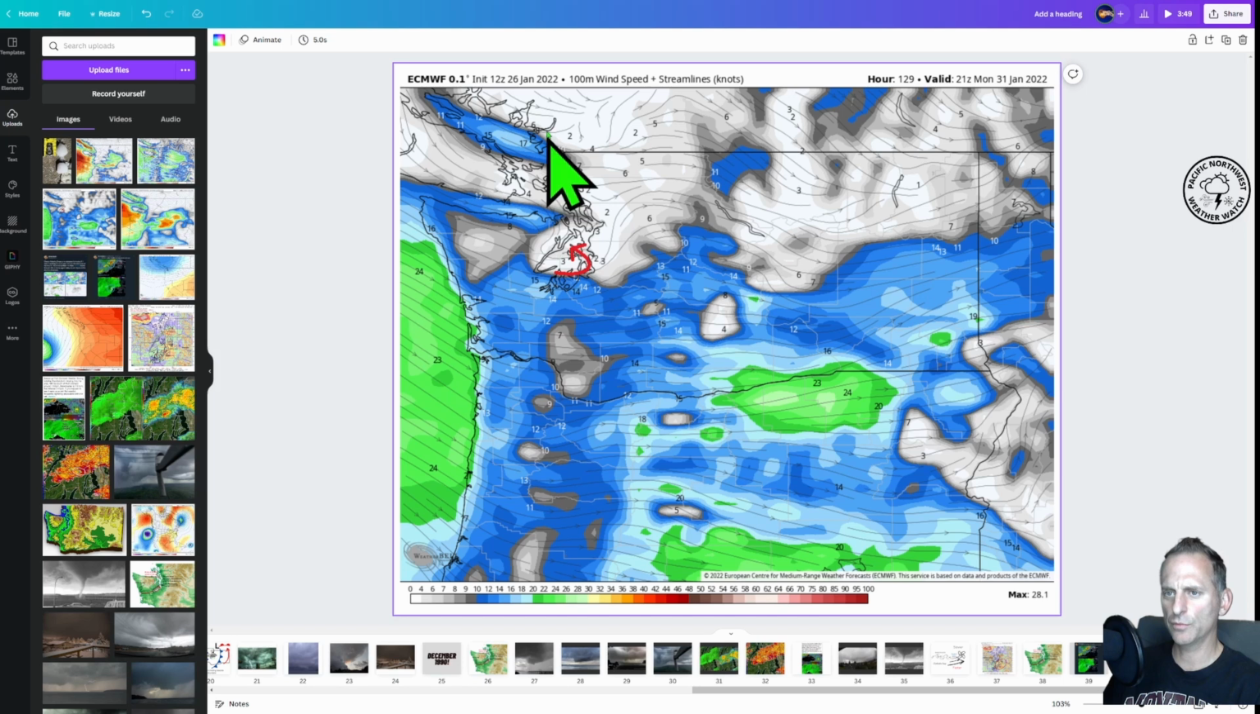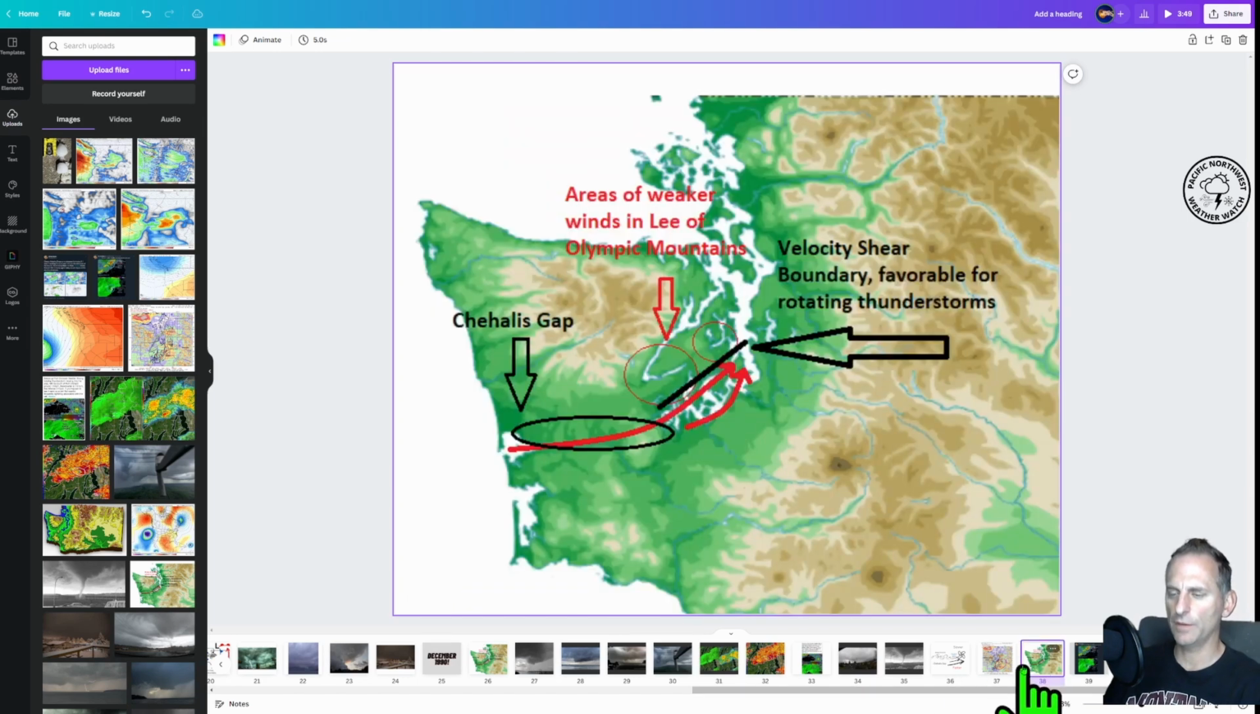Now here, this was 100-meter wind speed, January 2022. You can even see the little eddy forming here on the backside of the Olympic Mountains here. Just thought I'd show that one for you there too. But hopefully this gives you guys a little bit more understanding of when I do mention these things. I'll talk about the Olympic velocity shear zone. I'll talk about the Puget Sound convergence zone as we go on into the active weather season here through October, November, December again.